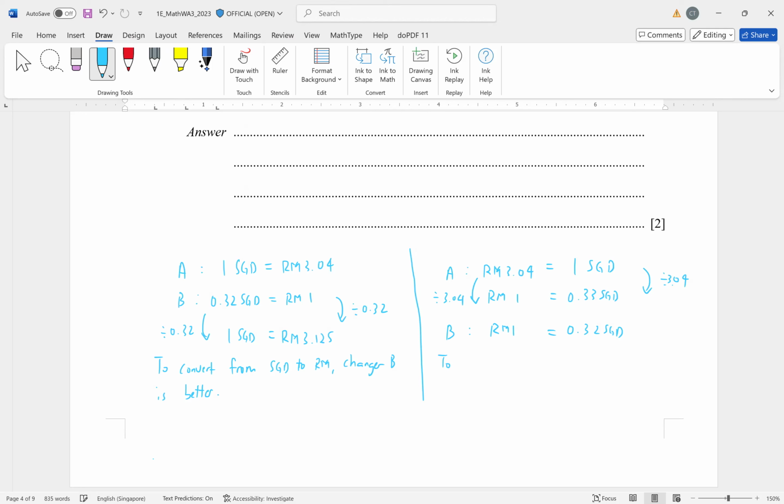So to convert RM to SGD, changer A is better. Okay, so this question you have to think a bit more now, and then justify your answer, all right?